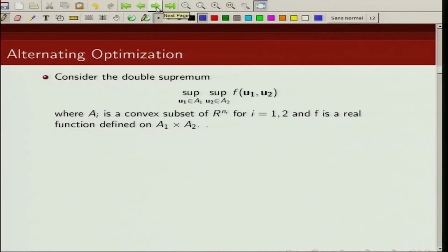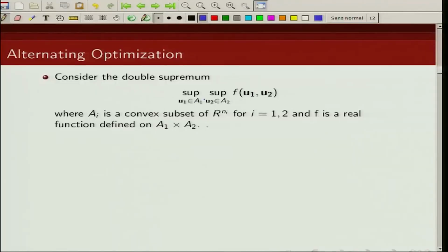So first let me talk about this algorithm in a general setting. I am going to talk about the alternating optimization algorithm, and then we will come to the specifics of the Blahut-Arimoto algorithm. Let's say you want to compute a double supremum. You have a function f over u1 and u2. u1 belongs to a convex set A1 and u2 belongs to a convex set A2. You want to compute a double supremum of this function f, which is a function of u1 and u2, and this function f is a real function defined over A1 cross A2.